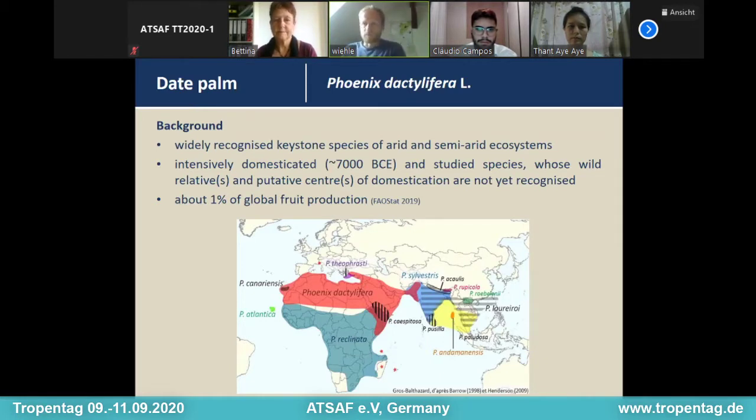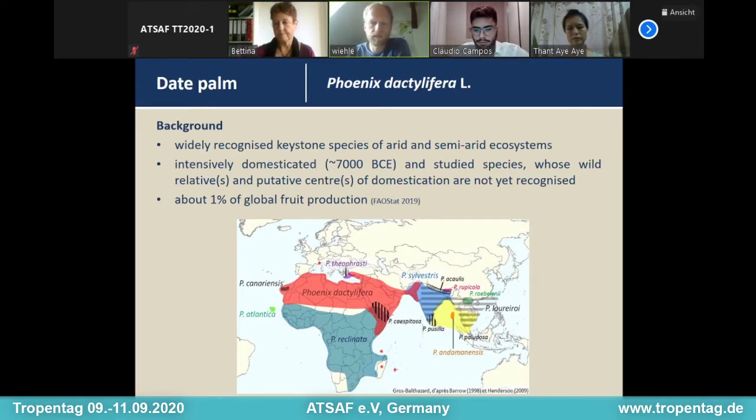Date palm is a widely recognized keystone species of arid and semi-arid ecosystems across North Africa, Cape Horn, the Middle East, as well as the Indus Valley. It belongs to the few perennial and intensively domesticated species whose wild relatives and putative centers of domestication are not yet recognized, although actually many researchers assume a Middle East distribution of wild date palm. In recent years, studies increasingly suggested a North African center of origin, as well as rarely a center in the Maghreb region around Mauritania and Morocco.